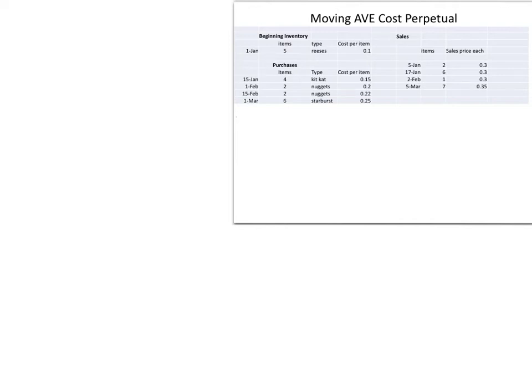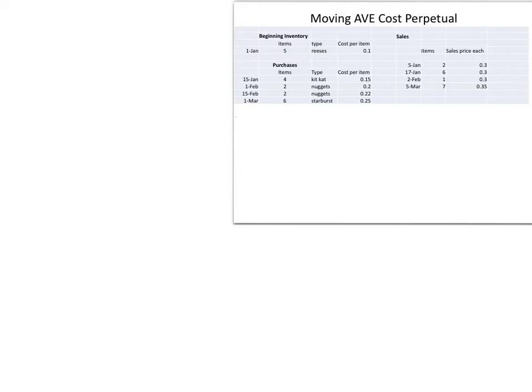All right, so now we're going to do what's called the moving average methodology, and that's a perpetual methodology that kind of goes along with the average cost, but we're doing perpetual. So what we have to do is recalculate our average cost based on the inventory that we have after each purchase.